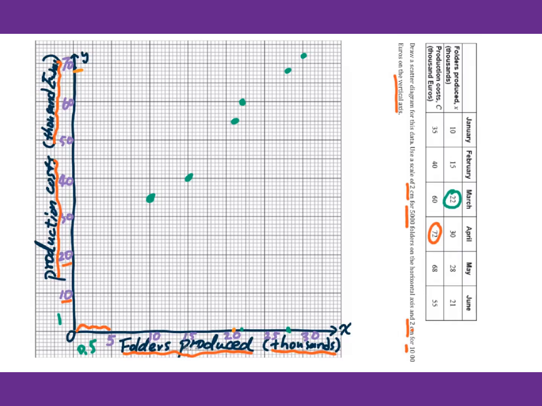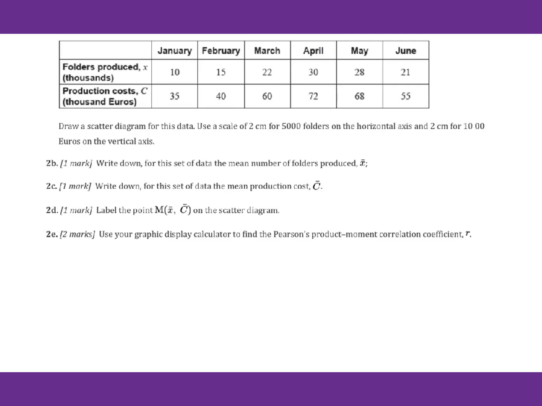When you plot the points, remember to be careful with this scale. For the x-axis, it's 0.5 for each. This is a very small one. And for the y-axis, each unit stands for 1,000 euros. Now let's go to B.